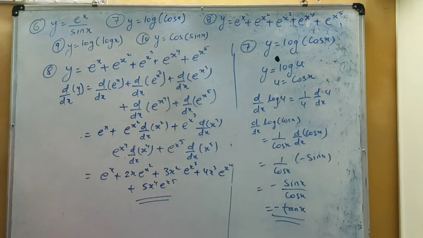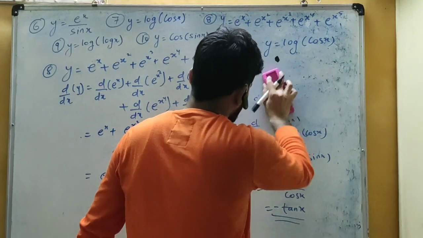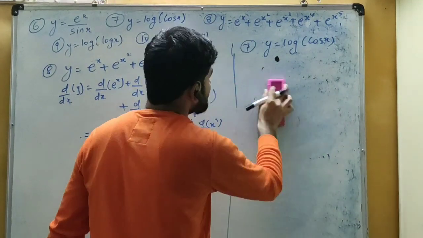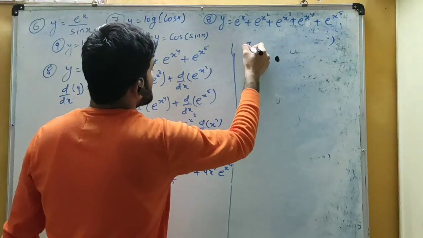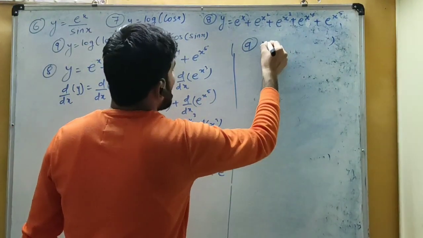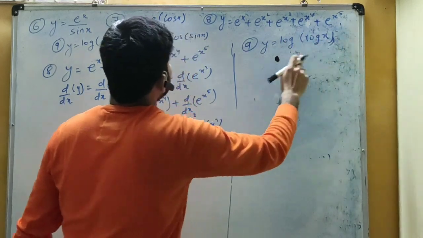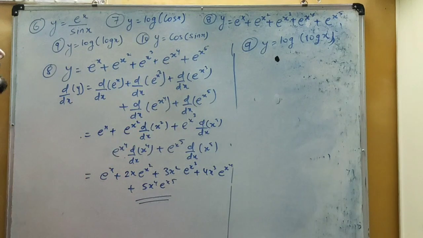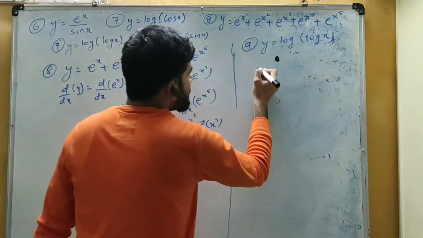Our next question is again a logarithmic function. Question number 9. y is equal to log log x. It is the same as question 7, y is equal to log of cos x. Instead of cos x, we have log x here. So we will solve it.